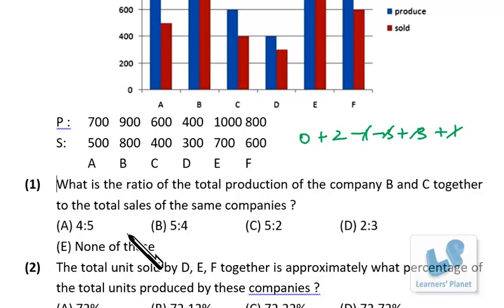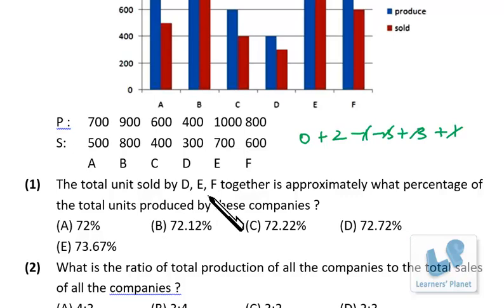What is the ratio of total production of company B and C together to the total sales of the same company? So production of B and C is 15 and sales is 8 plus 4, 12, right? Pretty simple.